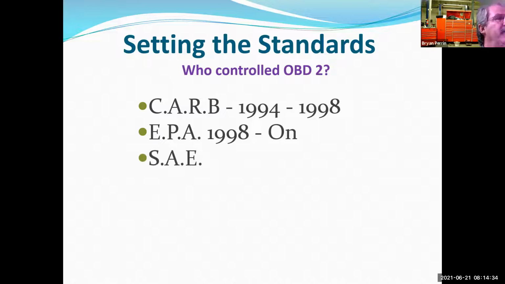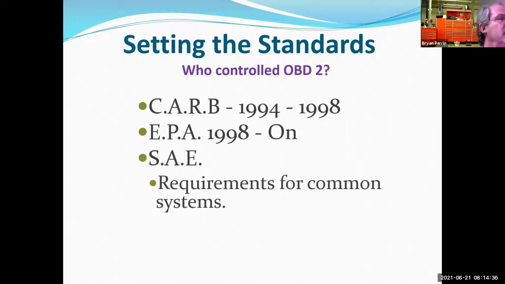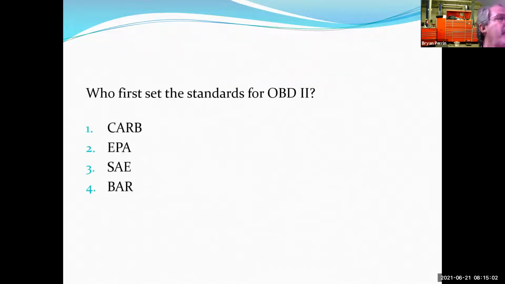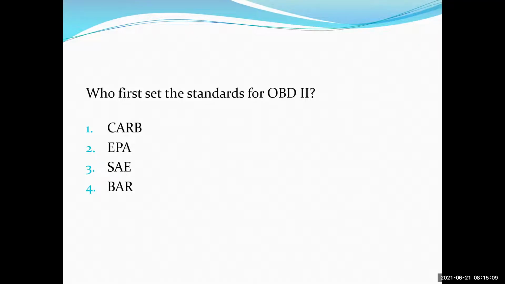So Society of Automotive Engineers, SAE, sets the standards. So as they set requirements for common systems, programming changes. So SAE in this country sets the standards. They work in conjunction with ISO in Europe. So ISO sets the European standards. So a lot of times we'll see stuff SAE/ISO because that would mean it's a shared standard. So who first set the standards for OBD2? CARB, absolutely, number one.